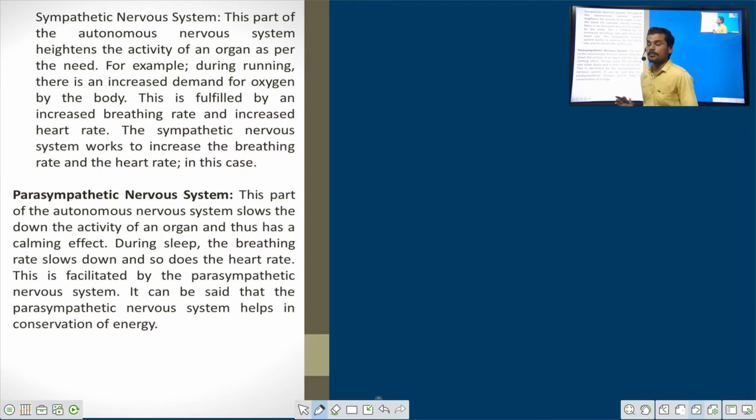So let's go on to the other part, the parasympathetic nervous system. As I told you, it relaxes or reduces the activity. This part of the autonomous nervous system slows down the activity of an organ and thus has a calming effect. During sleep, the breathing rate slows down and so does the heart rate. So here we can see that the heart rate and respiration rate go down whenever we are sleeping or whenever we are too tired and go into rest. During sleeping, we come across the parasympathetic nervous system, which reduces the activity of all the organs, calms the organs and the nervous system, and relaxes the overall body.